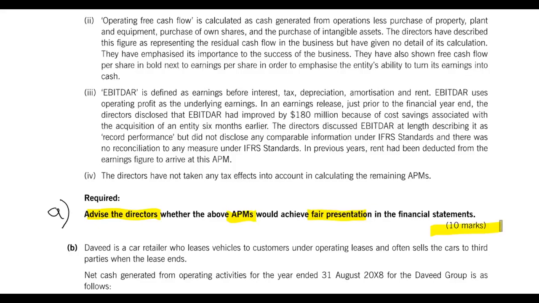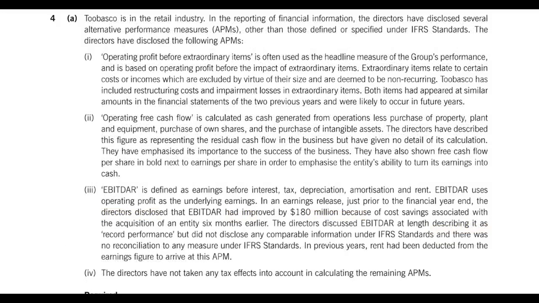Let's have a look what they're actually talking about then. The opening couple of sentences give me a reminder that alternative performance measures are those other than defined or specified in IFRS. In other words, we're looking at voluntary disclosures, additional disclosures that are not required.